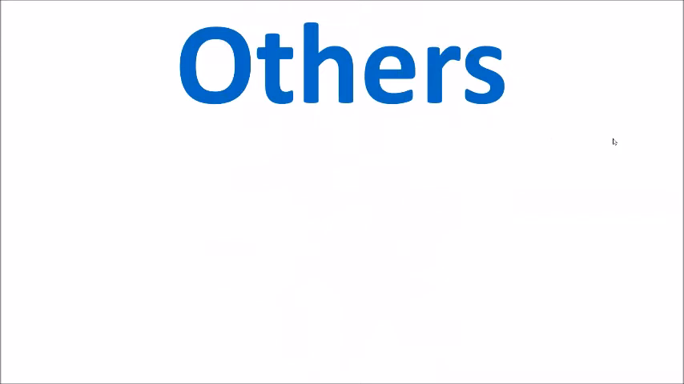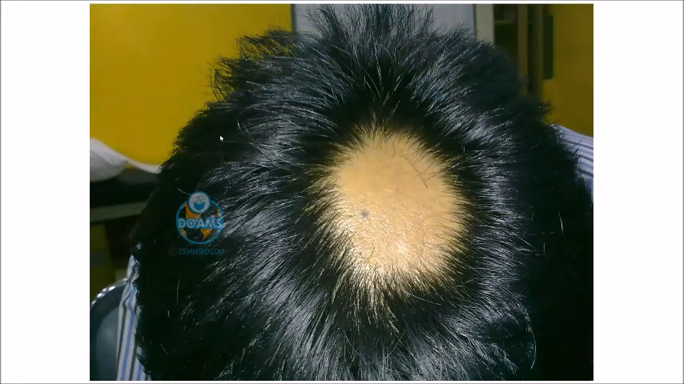So maybe we are near the end of our session today, and here are a few more interesting pictures. This young boy, an adolescent, is losing his hair for a few days. Alopecia areata, because it is a localized area.